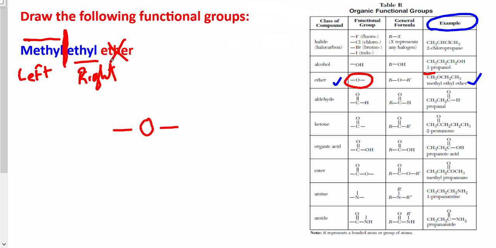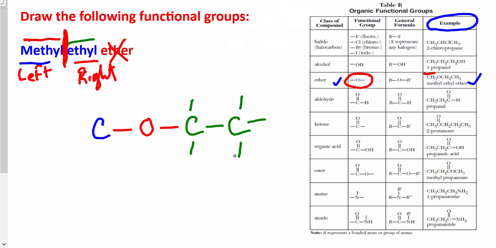So what do I know about methyl group? I know that meth means one carbon. So I'm going to draw an additional carbon on my left side. And what do I know about eth? Eth means two carbons. Don't forget to draw it in a single straight line. Don't make things complicated at this point. And then I have to draw the additional bonds for each carbon.